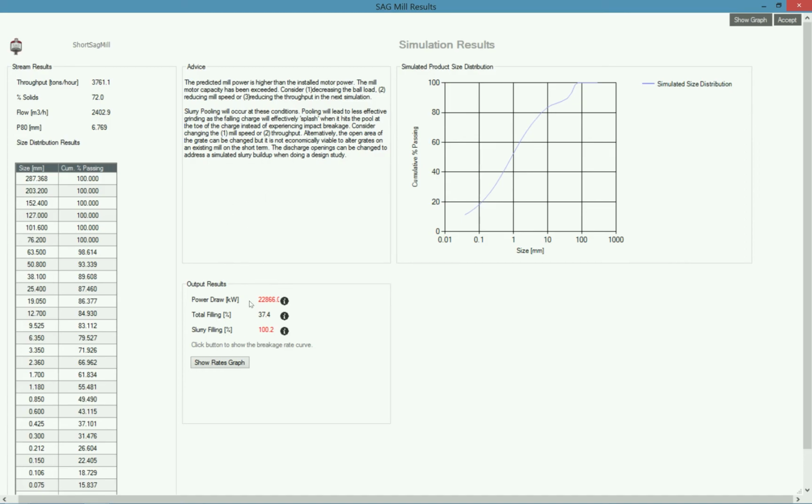Now, when there is a specific problem, it needs to be highlighted, but it is also accompanied with expert advice on how to solve that specific problem. So in this case, the software tells me that my mill power is too high and that I will have slurry pooling at these conditions. These are all indicators that this operation will either not be possible or this operation will not be efficient.